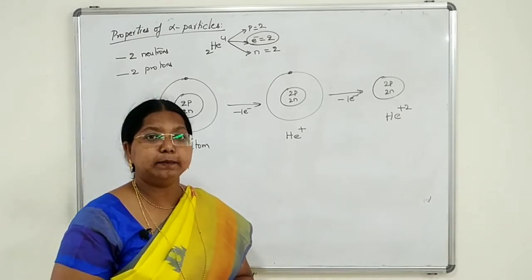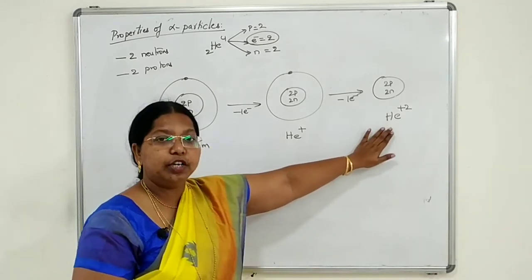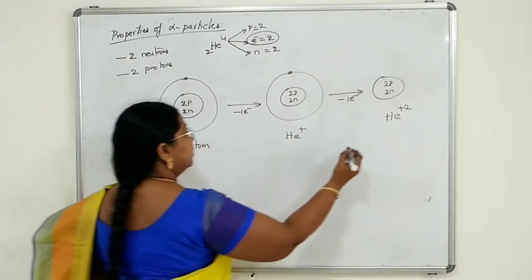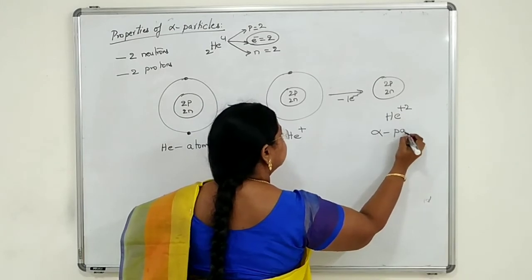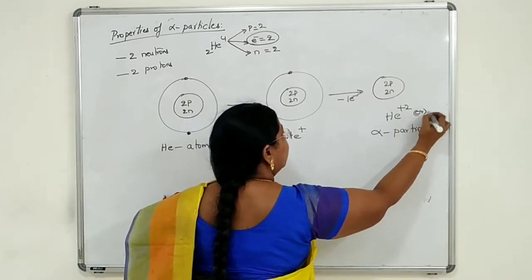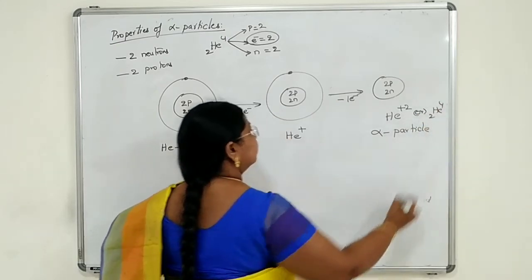Dipositive helium atom. So this is called your alpha particle. So the alpha particle is denoted like this: He+2 or He-2-4.